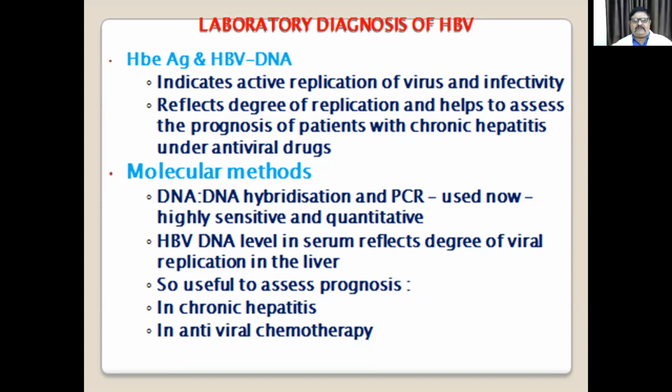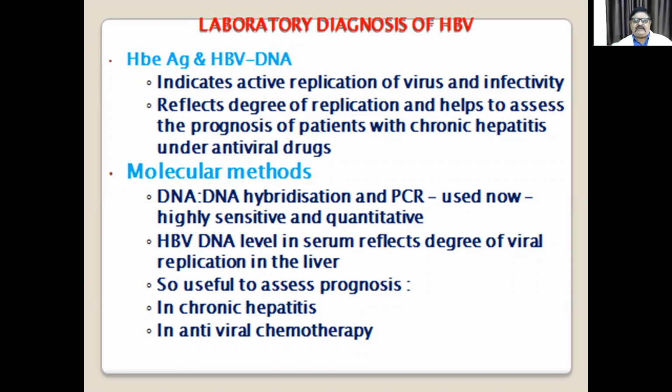And also molecular methods like DNA hybridization, because you have a DNA polymerase, PCR can be used, and it is highly sensitive and quantitative also. It is not only qualitative but also quantitative. And HBV DNA level in serum reflects the degree of viral replication in the liver. As I told you, serial estimations of viral load will show you that a decreasing viral load is good prognosis. So, useful to assess prognosis.